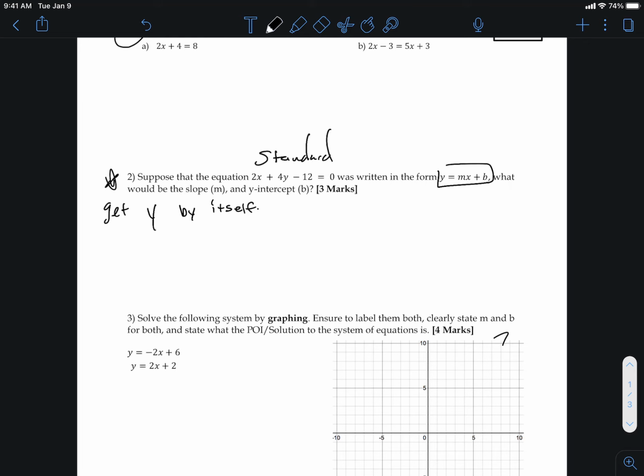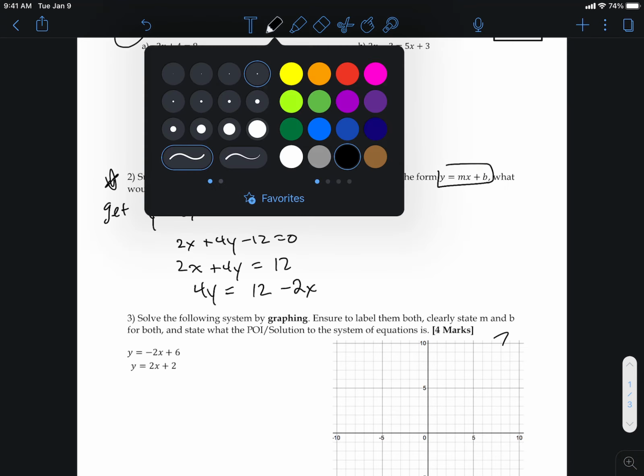So if I take, I'm just going to write the equation again. I'm just going to start grabbing stuff and throwing it to the other side. So I'm going to add 12 to both sides. So 2x plus 4y is equal to 12. Then I'm going to take the 2x, I'm going to move it over. So I got 4y is equal to 12 minus 2x, because I subtracted 2x from both sides.